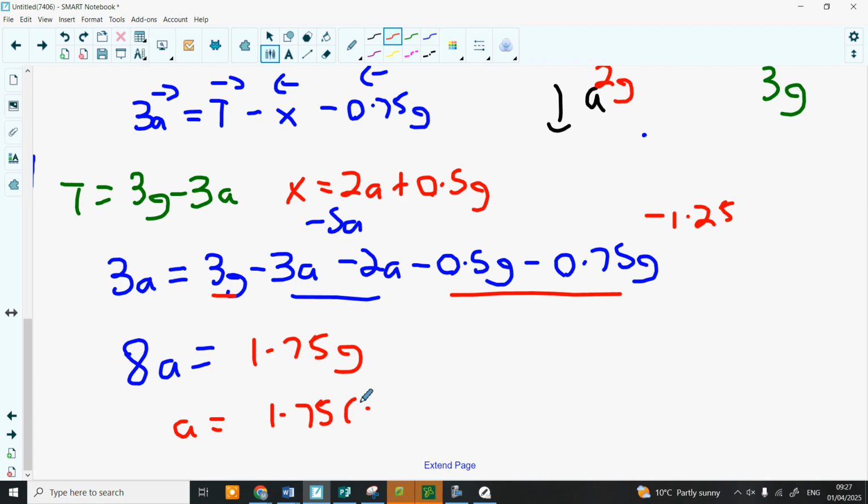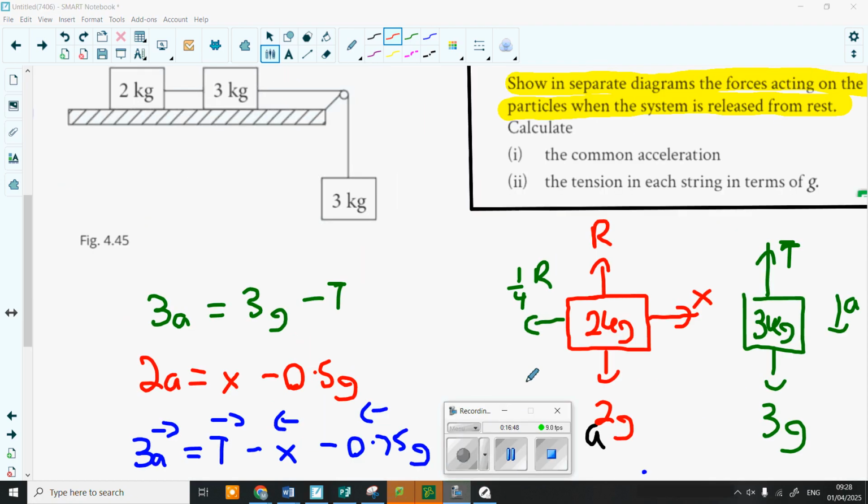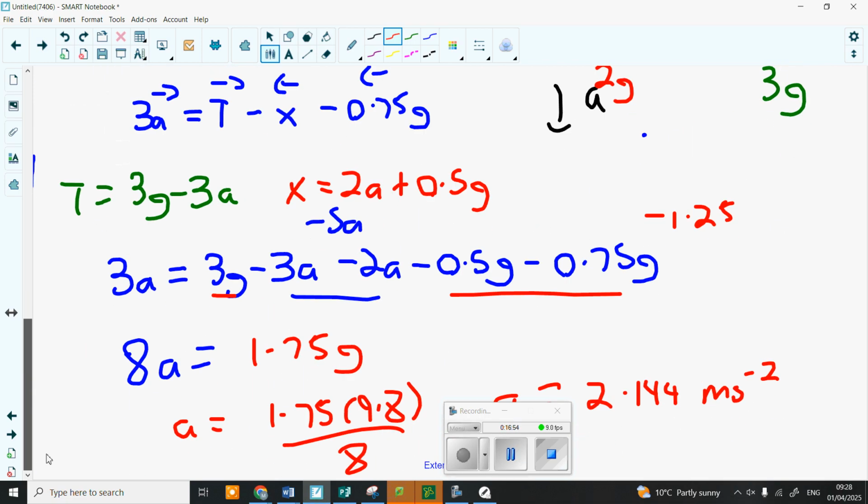Everybody, here's what we're going to do. You're going to multiply 1.75 by 9.8, and you're going to divide the answer by 8. That gives me an answer for the a value. 2.143, 75, 144. Okay. Just that, we're after the common acceleration. Done. Next thing we're after is the tension.